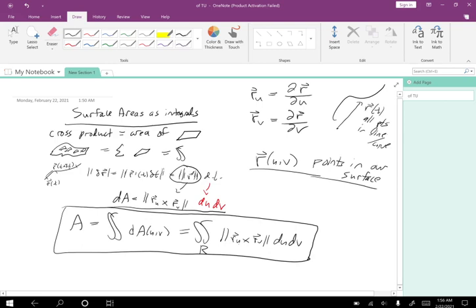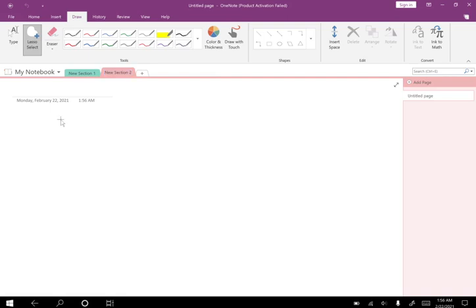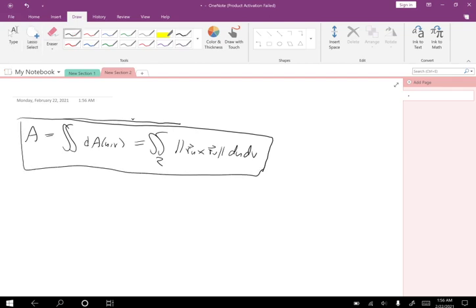But let me just unpack why it looks like this, because it's not really all that obvious, is it? And I think the main thing to explain is why is there a cross product and why does it actually work? So let me just unpack a couple of things.